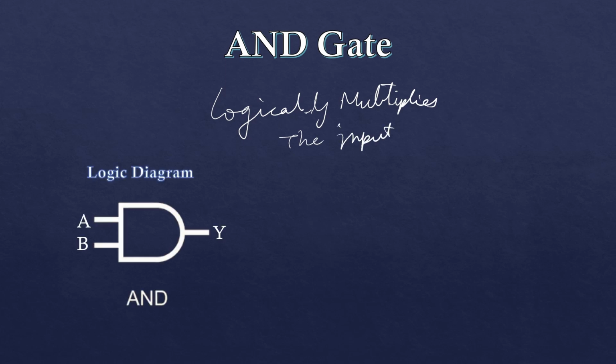Here I'm showing the diagram, the same diagram I showed in the previous section. The output of the AND gate depends on the logical multiplication of the inputs. Here the inputs are A and B. The AND gate multiplies A and B and stores it in Y. If A is 0 and B is 1, then what output are we getting? 0, because 0 into 1 is 0.